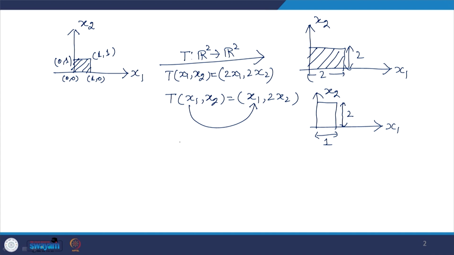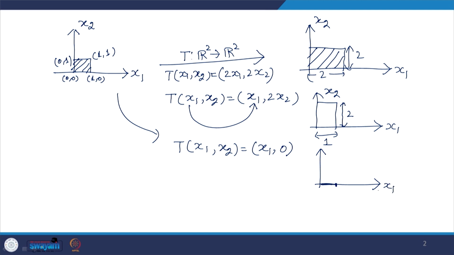If I have a linear transformation, let us say T of x1 x2 equals x1 0, what is this linear transformation doing? The first component will remain as such, while the second component becomes 0. So, now the result will become only a line from 0 to 1 on the x1 axis.